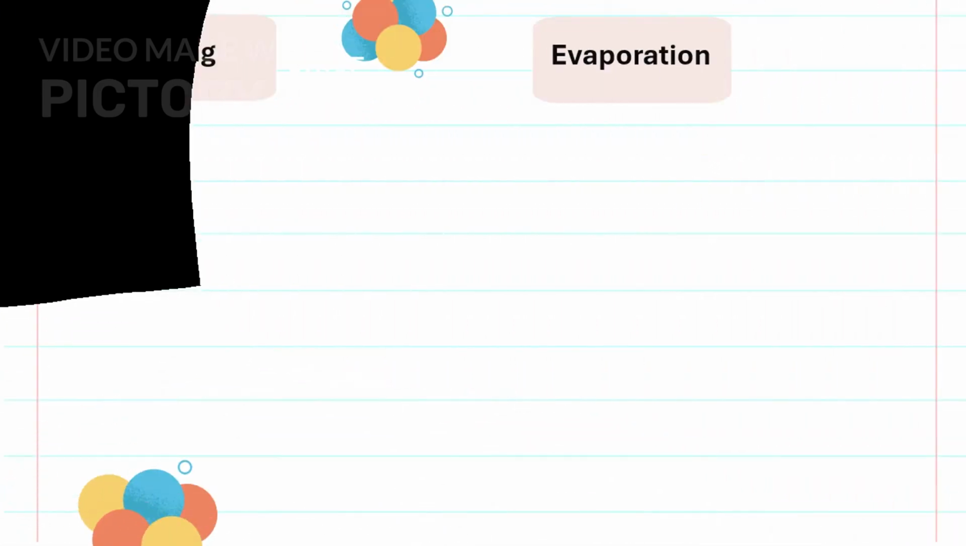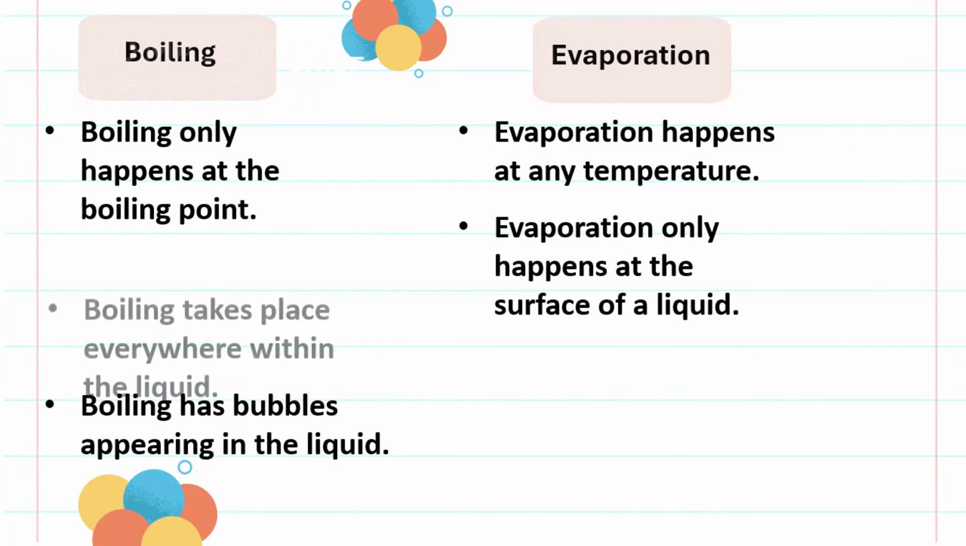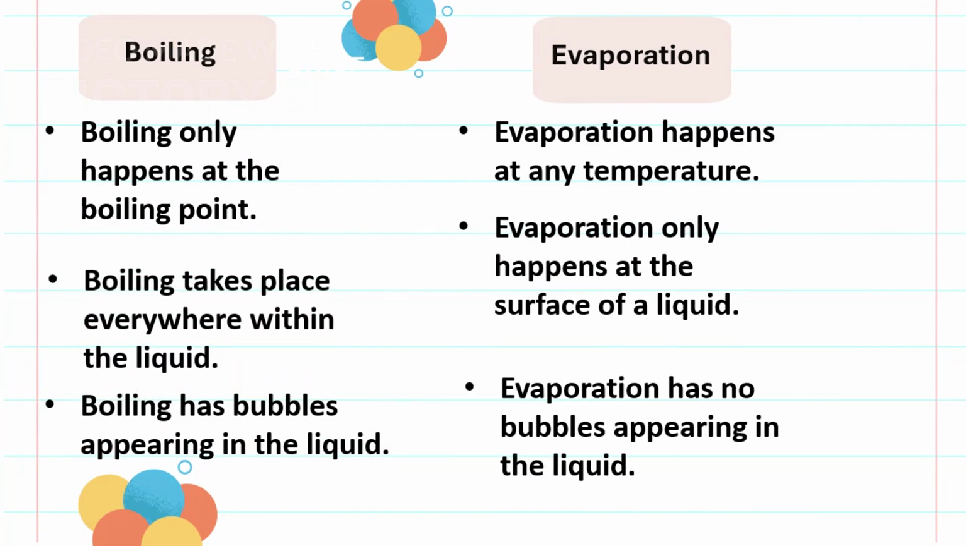Observable differences between boiling and evaporation. Now we are almost finished with our comparison of boiling and evaporation. Earlier, we looked at the differences based on the particle model. This time, we will compare the two processes based on what we can observe. Let's look at the observable differences one by one. 1. Temperature at which they occur.